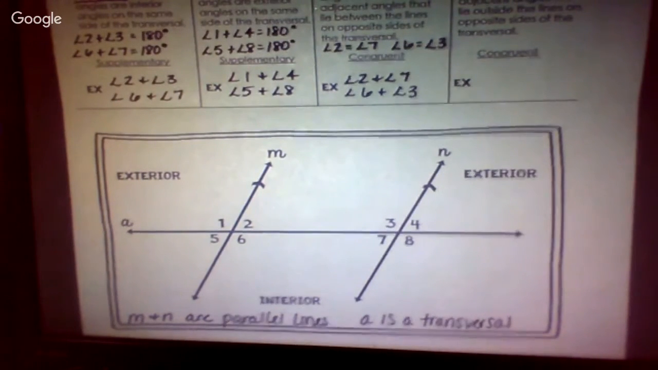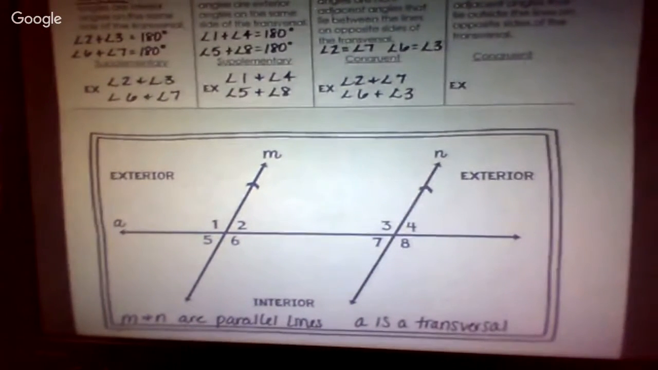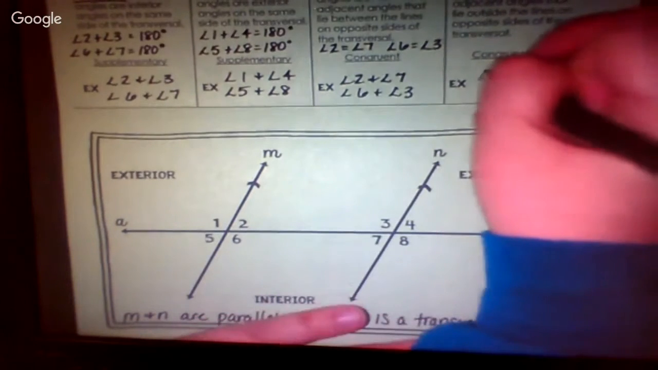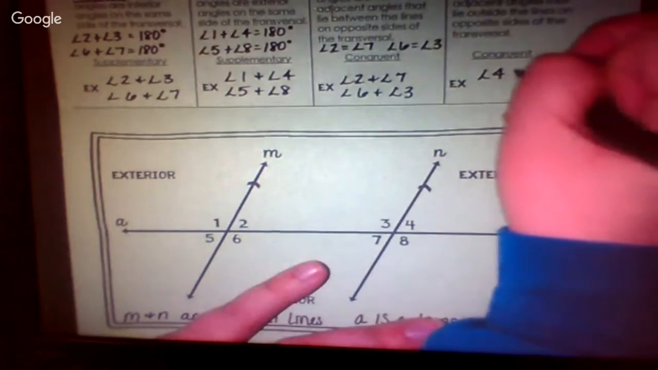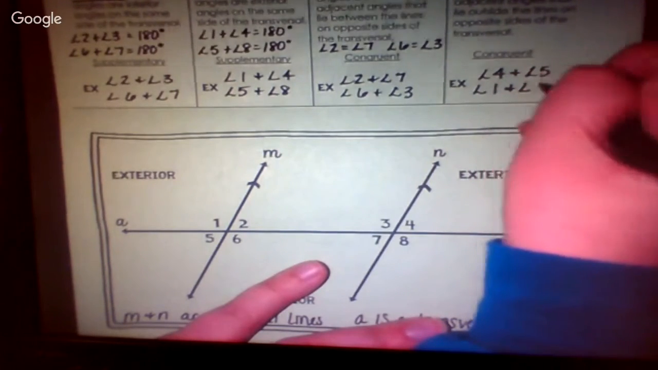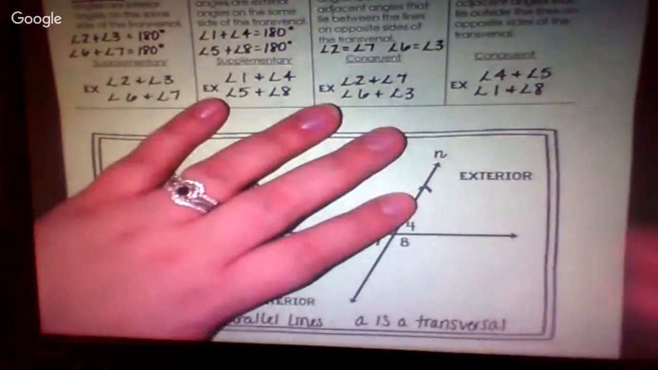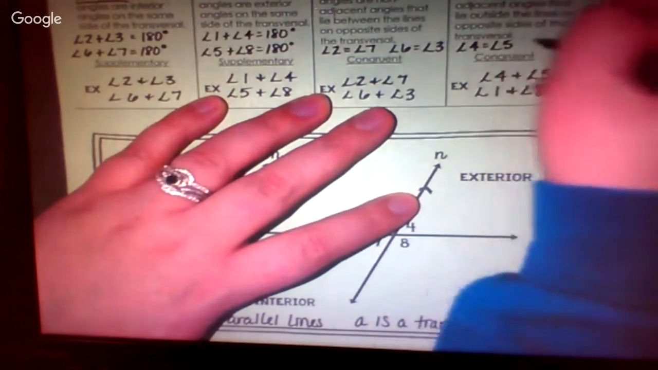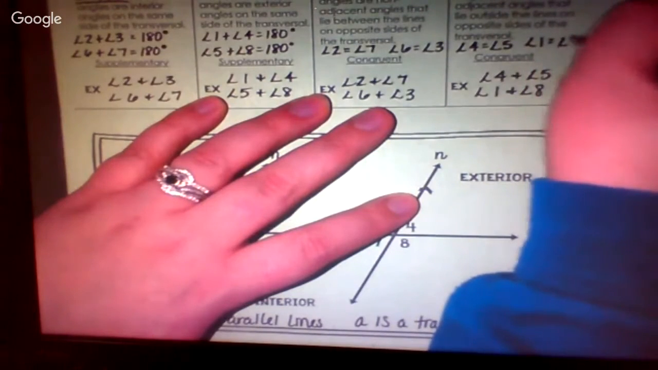Okay, so we did alternate interior. The next ones are alternate exterior. So still opposite of the transversal, but outside of your parallel lines. Okay, 4 and 5. And 1 and 8. And again, these are congruent, which means angle 4 equals angle 5 and angle 1 equals angle 8.